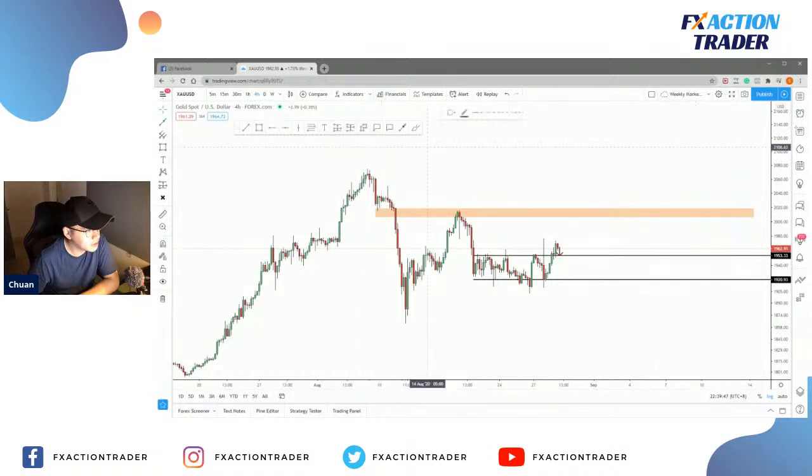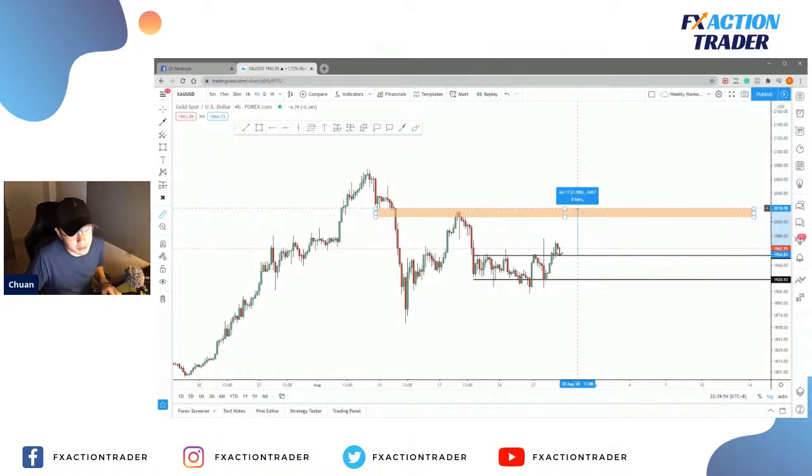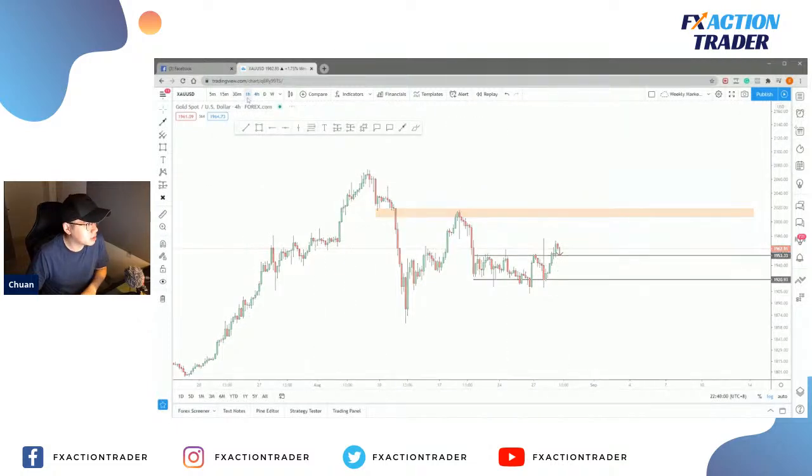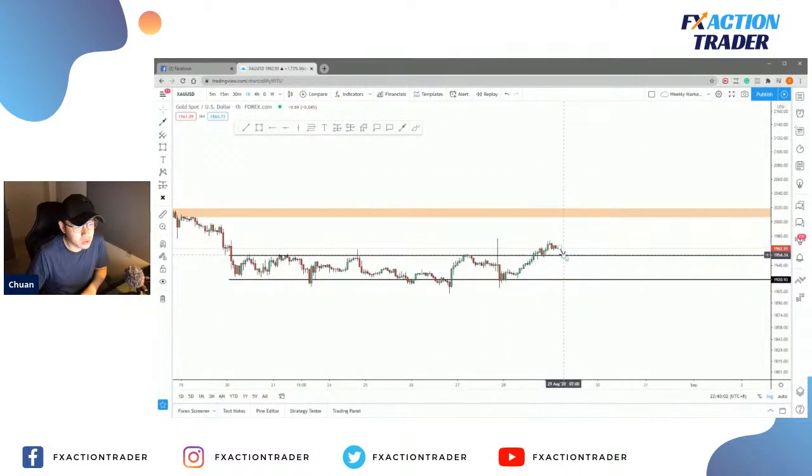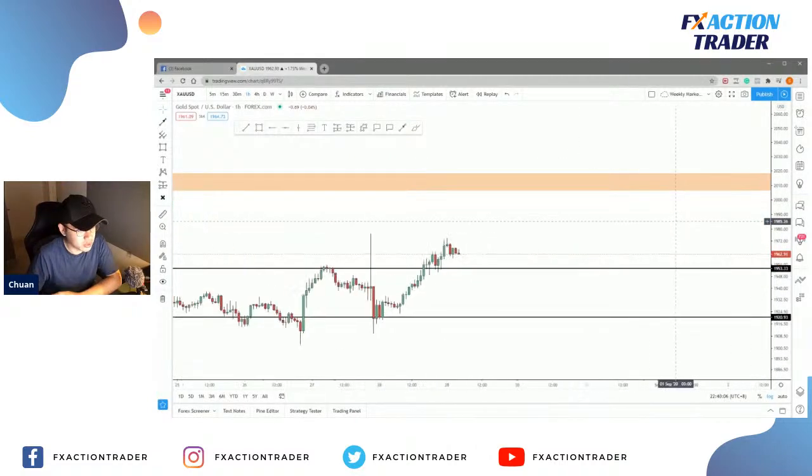It's about 2018, and we have about 640 pips to go. So gold is a very nice pair to monitor for a buy trade, but what we do is try to buy at the lowest price as low as we can.